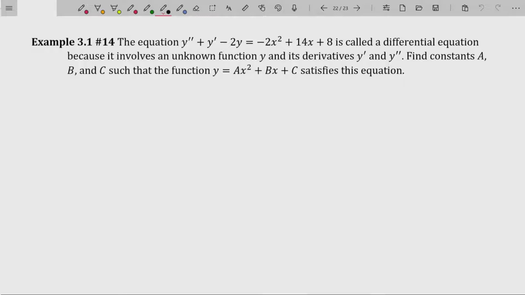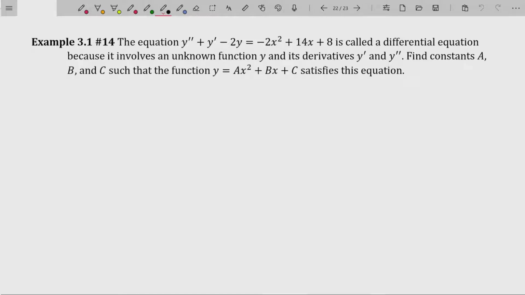There's just a lot of concepts learned in Calculus 2 that get used immediately in differential equations, specifically working with sequences and series. Anyhow, this is called a differential equation because it involves an unknown function y and its derivatives, y prime and y double prime.